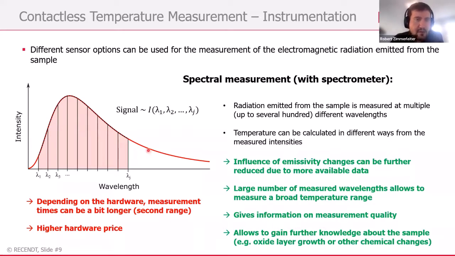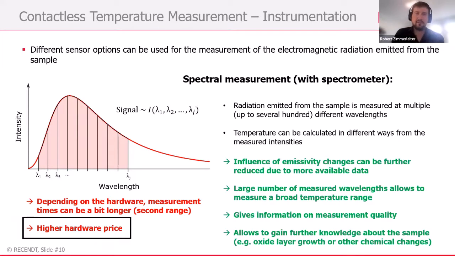And also the infrared spectra allow you to gain further knowledge about the sample, for example, about oxide layer growth or other chemical changes on the sample surface. Of course, there are downsides. Depending on the hardware, the measurement times can be a bit longer than for parametric measurements, up to the second range. There are always faster and slower options available. But mostly the deal breaker for this kind of measurement is the higher hardware price.